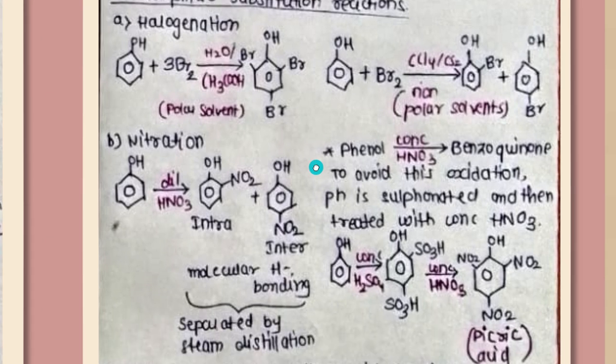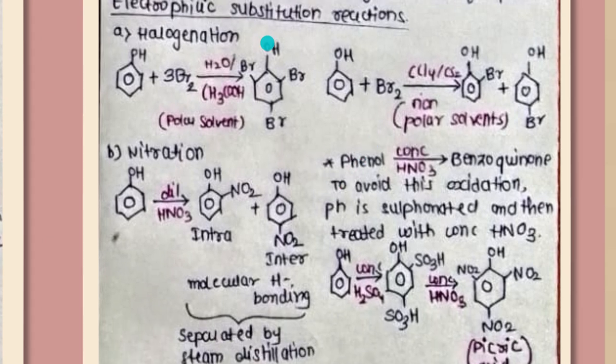Now coming to electrophilic substitution reactions. First is halogenation. Phenol on reaction with 3 moles of Br2 in the presence of H2O and CH3COOH will give us 2,4,6-tribromophenol. So this is halogenation, where the halogen is bromine. If we use 3 moles, this is the product that we get.